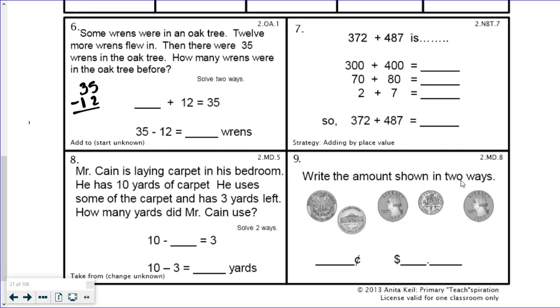Number 9, write the amount shown in 2 ways. So you're going to write it in cent notation, and you're going to write it in dollar and cent notation. Pause your video, do number 9.